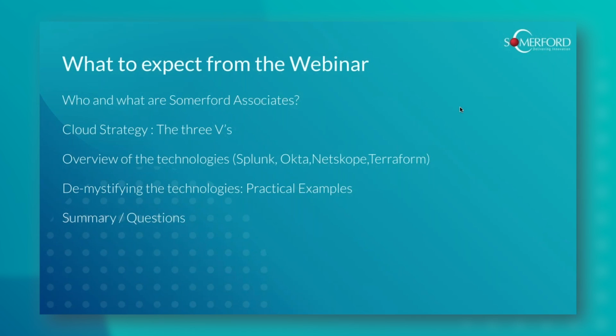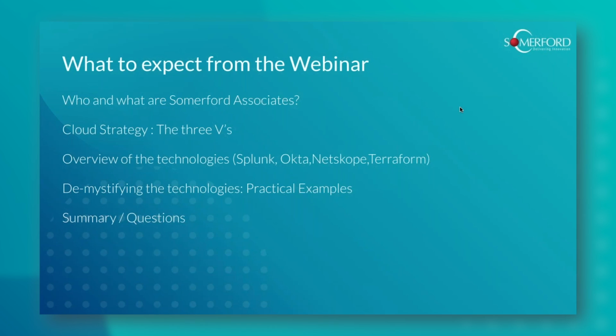We'll have a quick look at a cloud strategy concept that we've conceived, which we call the 3 Vs. We'll have a look at some of the overviews of the technologies involved as well. So specifically, we'll have a look at Splunk, Okta, Netskope, and Terraform. But really, we're looking at those particular capabilities, but we'll look at the general capabilities as well.